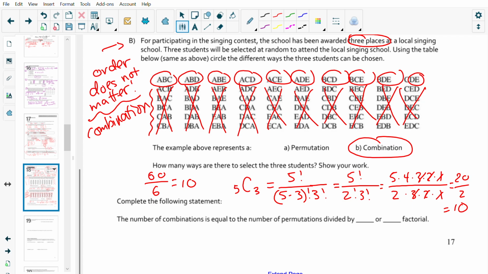Complete the following statement. The number of combinations is equal to the number of permutations divided by 6, or 3 factorial.